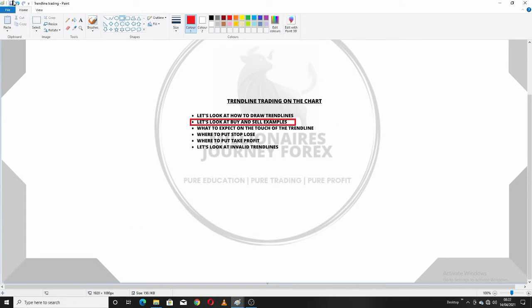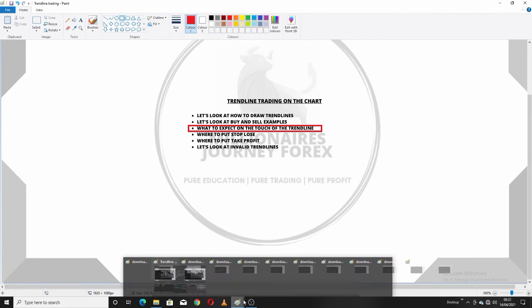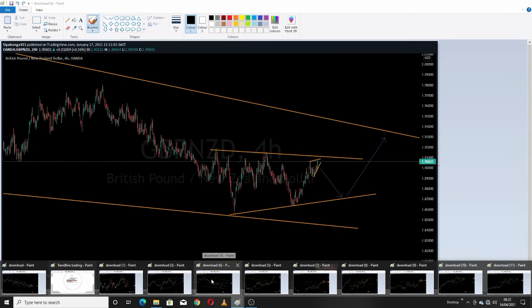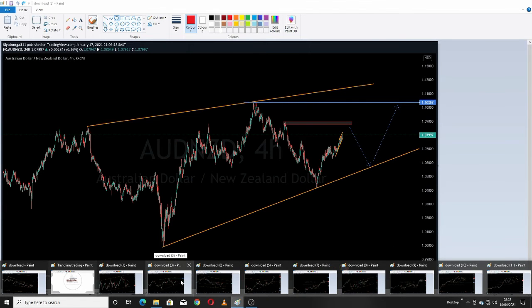So when we are talking about those setups, I believe I've covered what to expect at the touch of the trend line. At the touch of the trend line, you can look for a trade using the trend line trading method, or you can look for a trade using the trend line breakout method. But we will explain that breakout method when we get to that section of this video series. So let me just do one example on what to expect on the touch of the trend line.